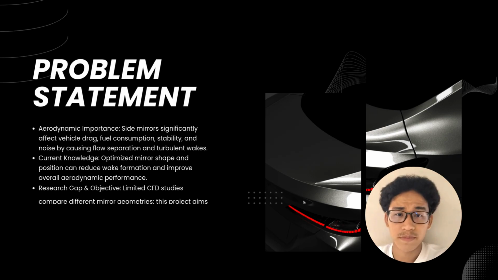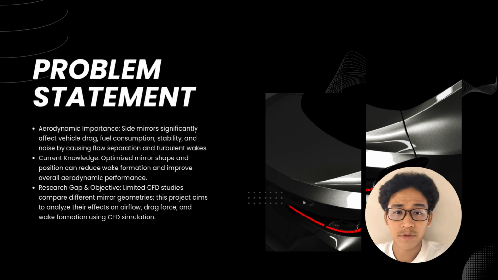Next is the problem statement. Side mirrors are an important safety feature because they help drivers monitor the traffic around their vehicles. However, their shape causes the airflow to separate as air passes around the mirror, creating a turbulent wake behind it. This turbulence increases aerodynamic drag, which means the vehicle needs more energy to move forward. As a result, fuel consumption and carbon emissions can increase, and wind noise around the side window may also become more noticeable, especially at higher speeds.